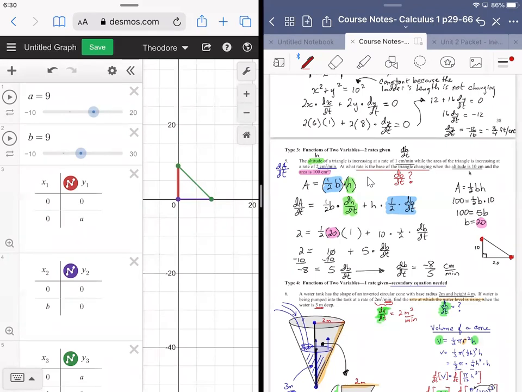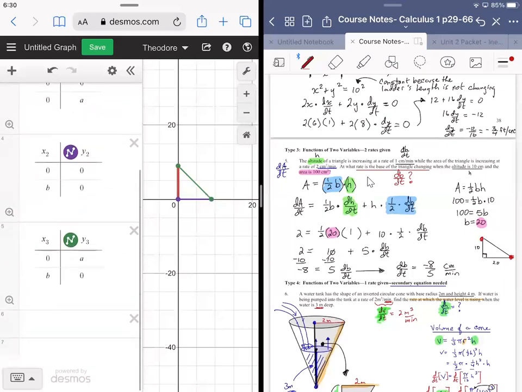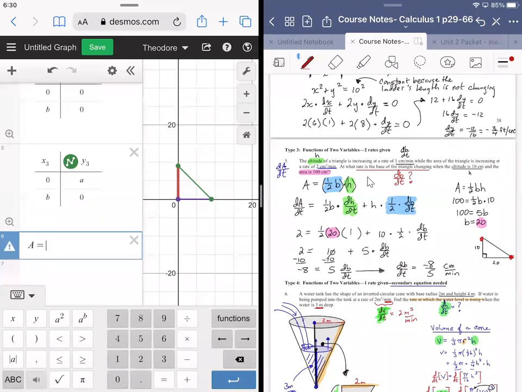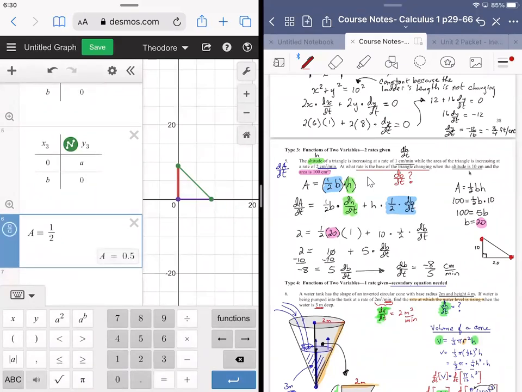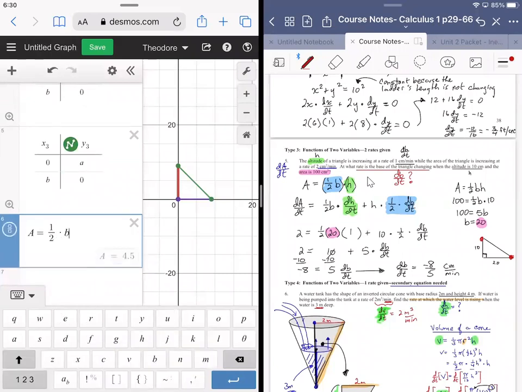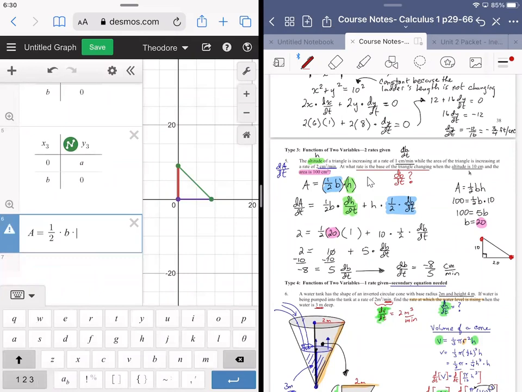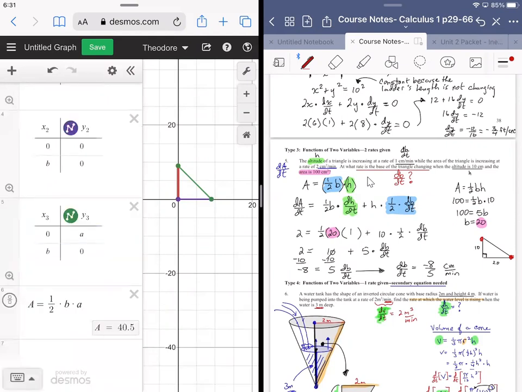Well, what we want is a running calculation of the area so we get a sense of what's happening in terms of the rate of change of area. So that could be a separate calculation where you say A is equal to, A for area, half the base value. Well, I used B to represent the length of the base. So half times B, and I used A to represent the height. I could have used H, now retroactively. I kind of wish I did.